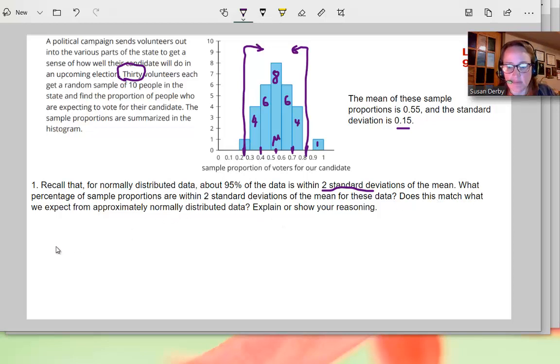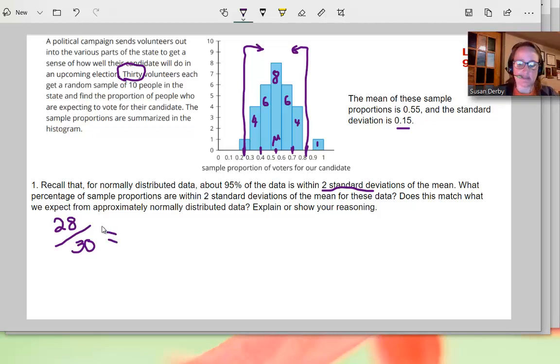But if I'm thinking about it, we had 30 total data points, because there were 30 volunteers who went out and did this. And when I look at how many are within 2 standard deviations of the mean, 2 low and 2 high, we are looking at, let's see, there's 28, maybe 29. I can't really tell where this one's going to fall. But I'm going to go with the safe one and say 28 of those data points are safely within 2 standard deviations.